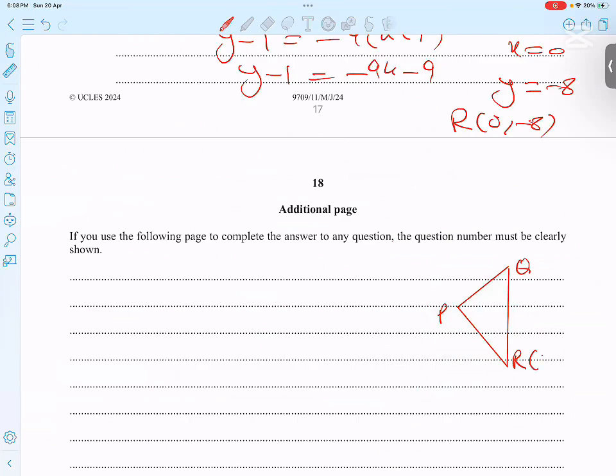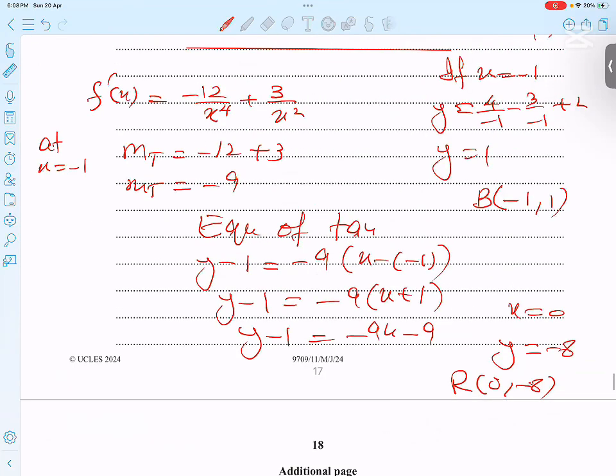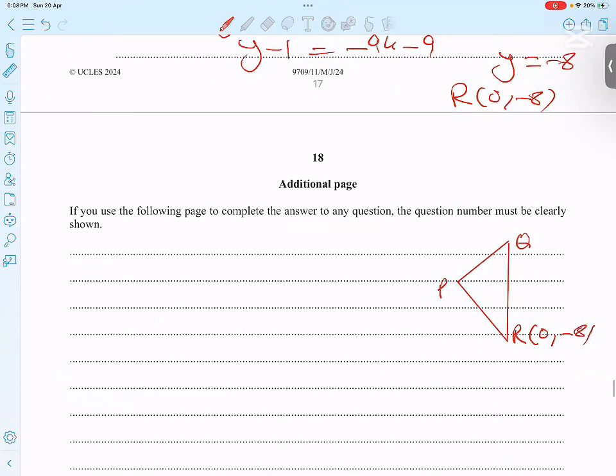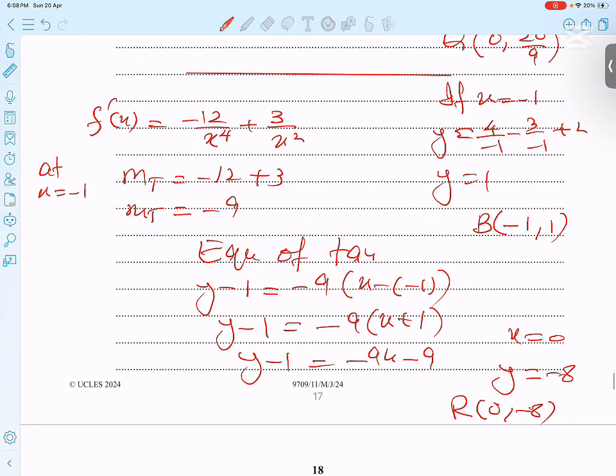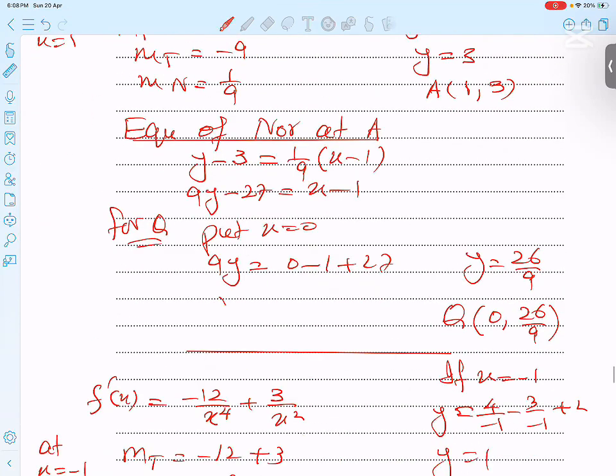What is the r coordinate? 0, -8. What is the q coordinate? 0, 26 by 9. And what is the p coordinate? So the p coordinate, I don't have it. I will find it. And how to get a p coordinate, students? Solve both lines simultaneously.